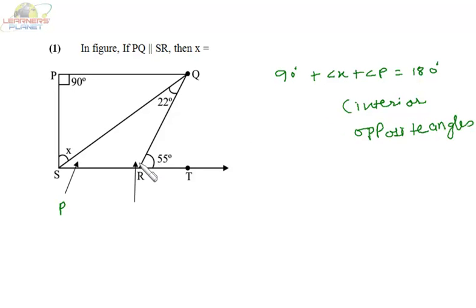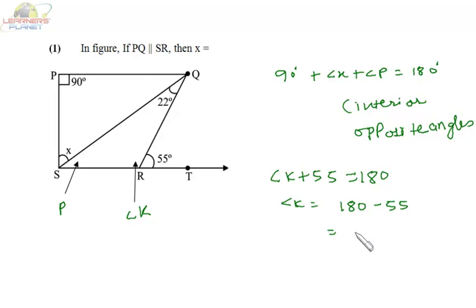Now this angle is 55 degree. I suppose this angle as maybe angle K. So this plus this should be 180 since both of them are linear pair. So angle K plus 55 is 180. So angle K is 180 minus 55, or we can say 125. So this angle is 125. Fine.